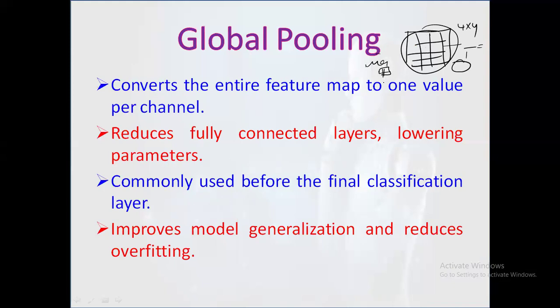For example, global average pooling computes the mean across whole feature maps. This is often used at the end of CNN architecture. So at the end of the architecture only we use this, resulting in a drastic reduction of parameters and improved generalization. Global pooling ensures that the final classification decision is influenced by features across the image rather than one specific region, making the model more robust and less likely to overfit. So it improves the model generalization and reduces overfitting.